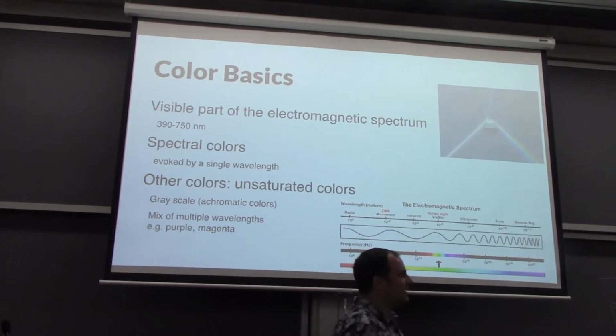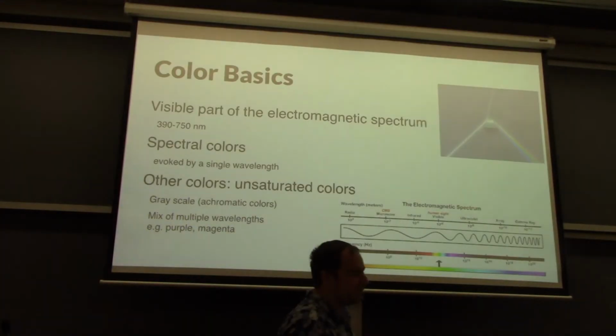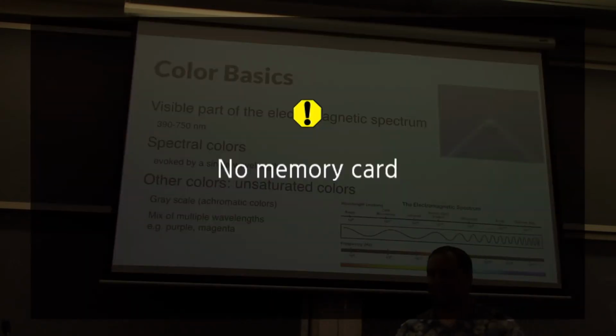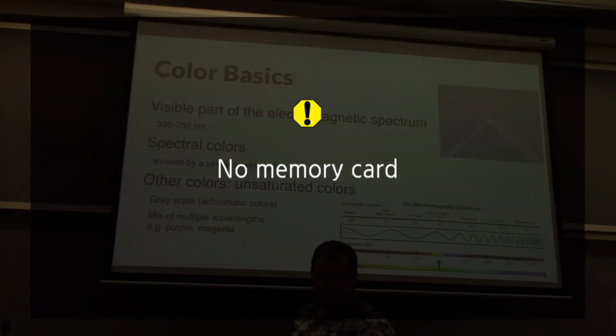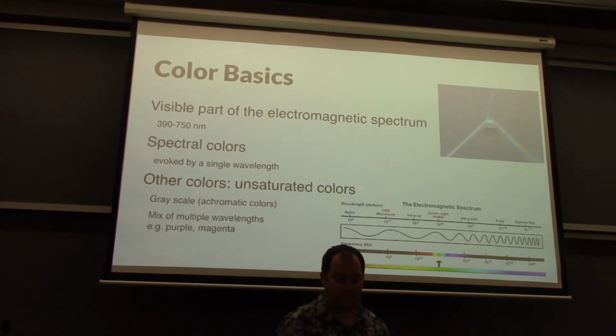So we will be talking a lot about color, because color is one of the most important things in visualization and also the easiest. And in the future lectures, we'll be talking about how we properly use color to encode data. So what is color? It's a visible part of the electromagnetic spectrum. It's between 390 and 750 nanometers wavelength.